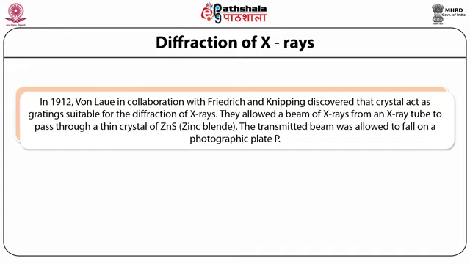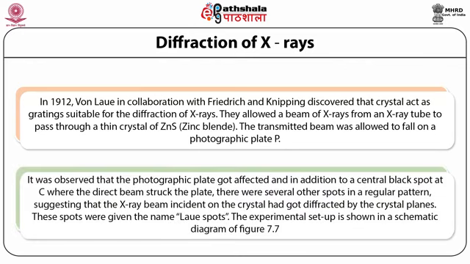They allowed a beam of X-rays from an X-ray tube to pass through a thin crystal of ZnS, that is the zinc blende. The transmitted beam was allowed to fall on a photographic plate P. It was observed that the photographic plate got affected, and in addition to a central black spot at C where the direct beam struck the plate, there were several other spots in a regular pattern, suggesting that the X-ray beam incident on the crystal had got diffracted by the crystal planes.